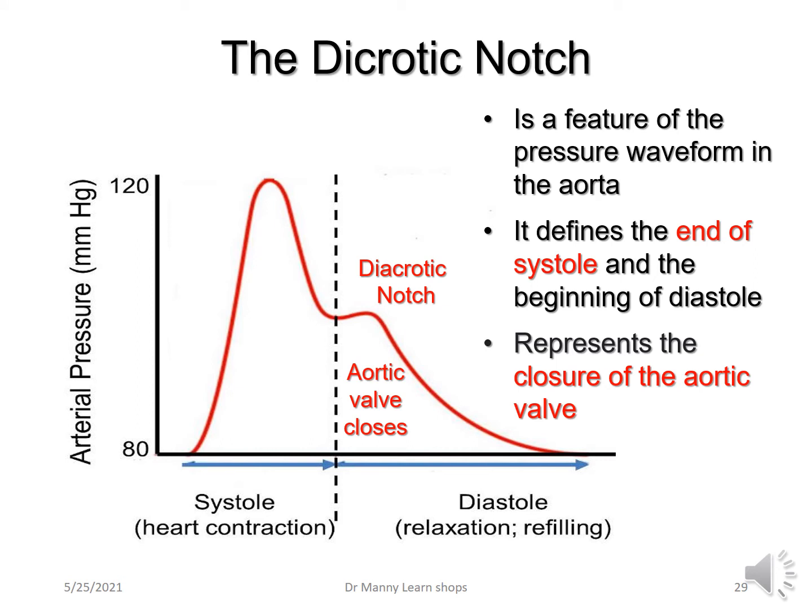And you've got the diacrotic notch. Notch is just Latin for cutting into. That's what it means. So the diacrotic cutting into, it's a notch, or the cutting into the diacrotic limb. And the diacrotic notch is a feature of the pressure waveform in the aorta. And basically it defines the end of systole and the beginning of diastole. And it represents now closure of the aortic valve. At the beginning of the anachrotic limb, that was opening of the aortic valve. The diacrotic notch represents closure of the valve. So the diacrotic notch is where the aortic valve closes.